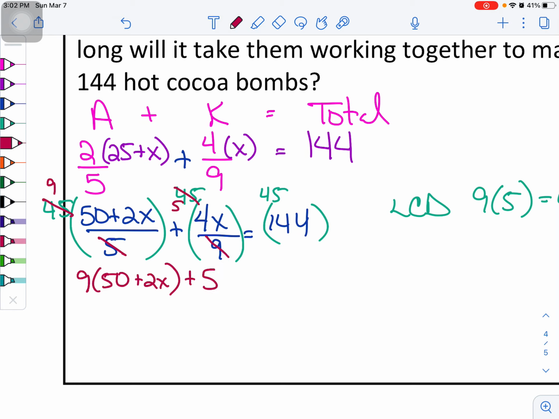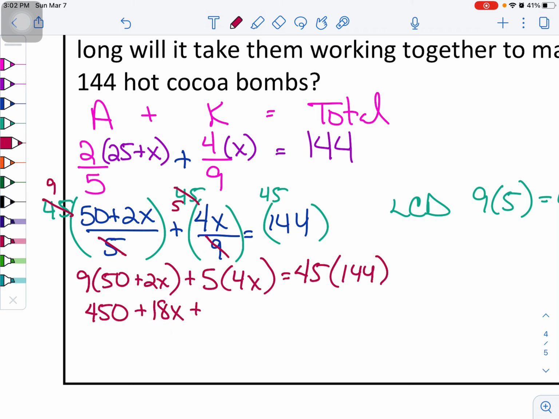All right, so 5 goes into 45 9 times, so I'm going to have 9 times 50 plus 2x. 9 goes into 45 5 times, so this is going to be plus 5 times 4x. And then whatever 45 times 144 is. There's nothing there to divide by.